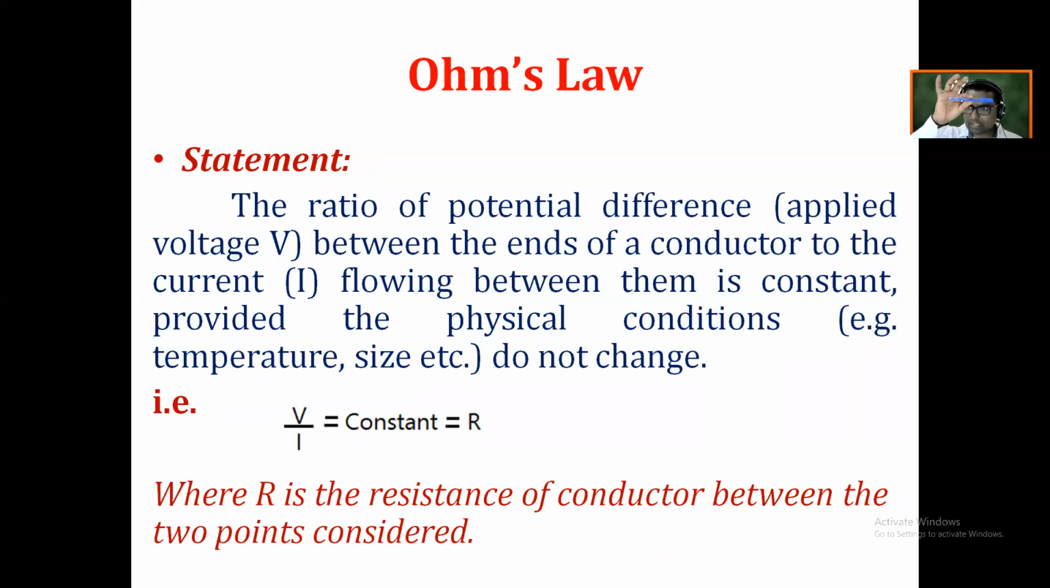And the resistance of the conductor is a property of that conductor. When I take a piece of silver, it has a fixed resistance. When I take a piece of copper, it has a fixed resistance. When I take a piece of gold, it has a fixed resistance. Is it right? So this constant is nothing but the resistance. Now, in the equation V divided by I equal to constant, we can replace the constant with R, or I can remember Ohm's law by the equation V is equal to IR.